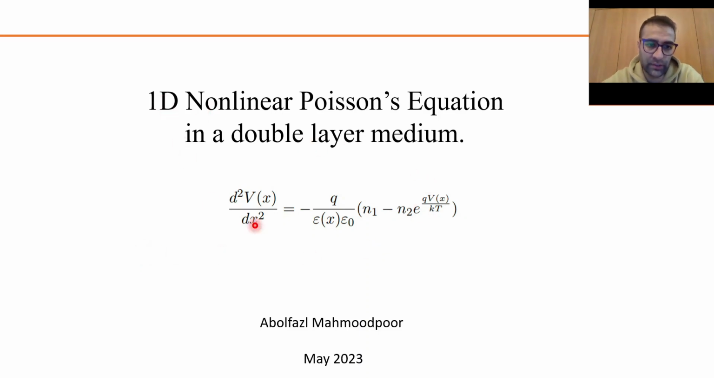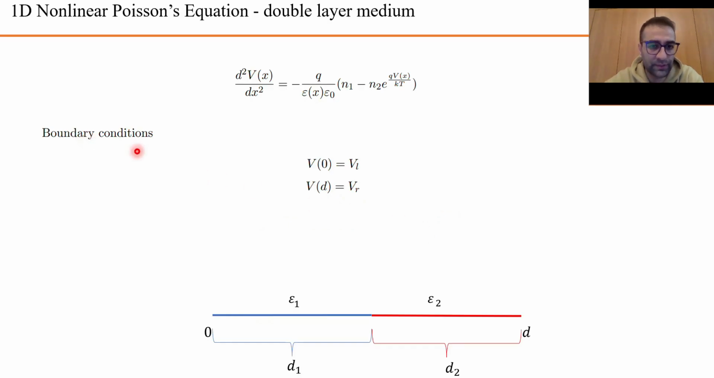Okay, this is the general form of the one-dimensional nonlinear Poisson equation, and the nonlinearity is due to the presence of this exponential term at the right-hand side of the equation. We know the boundary condition. Potential at the left boundary is some V left, and the potential at the right boundary is some V right.